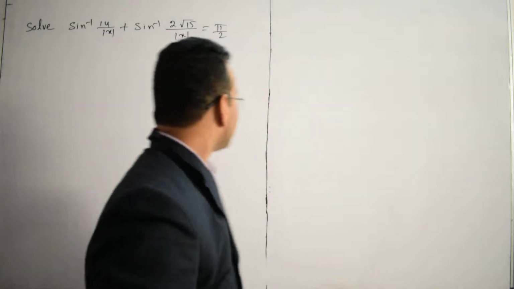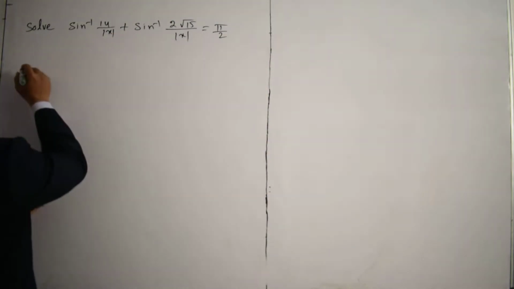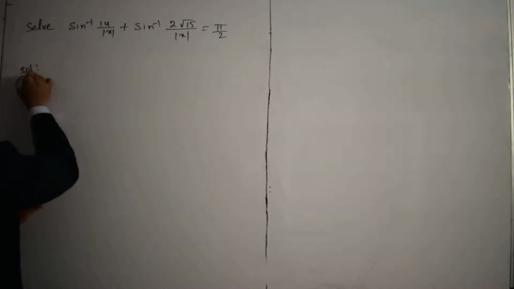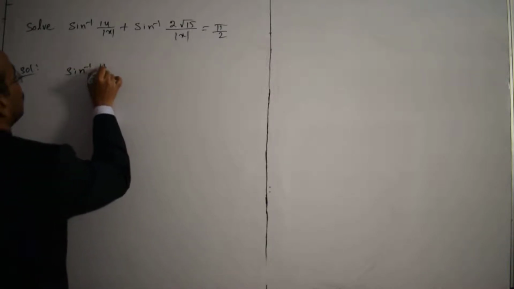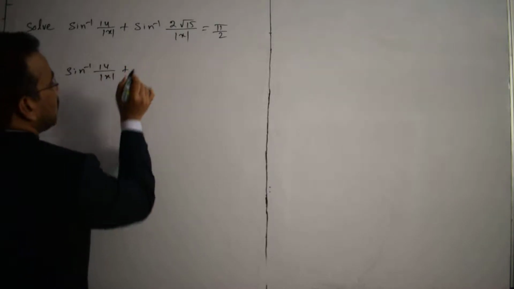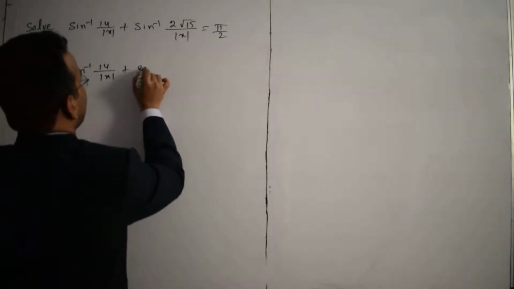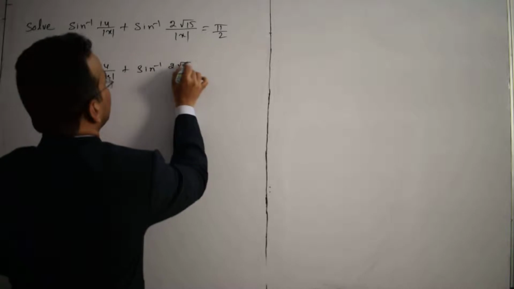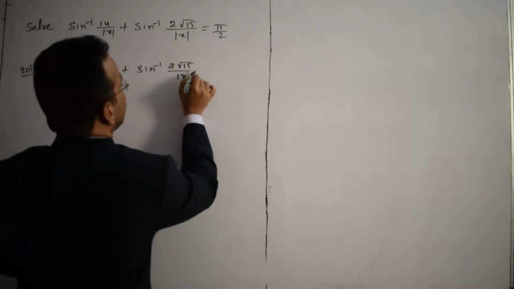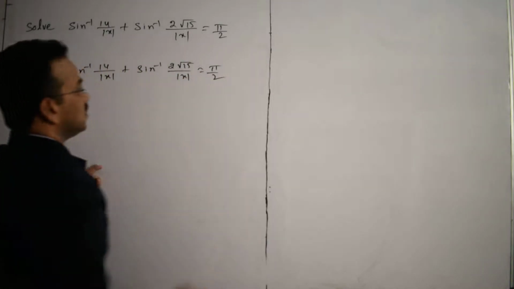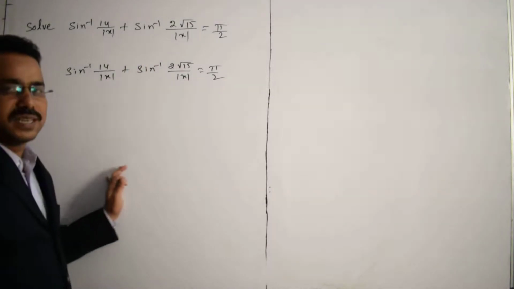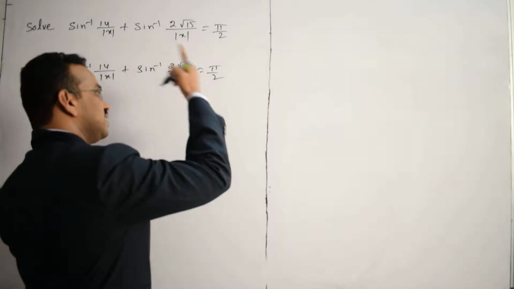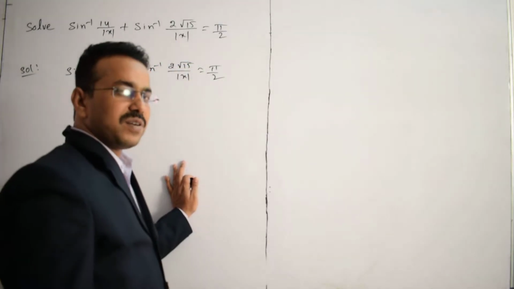Solution. First let me write the given equation. Given equation is sine inverse of 14 by mod x plus sine inverse of 2 root 15 by mod x equals to pi by 2. This is the given equation. Here in both the terms there is a sine inverse, but on RHS there is a pi by 2. So what is the formula we have?